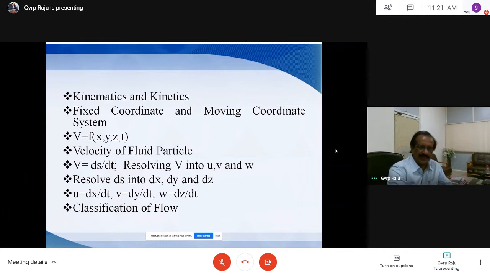Hydrokinematics or kinematics, both are the same. Similarly, kinetics or hydrokinetics, both are the same. So kinematics means the study of fluids in motion without the forces, and kinetics means the study of fluids in motion with forces.